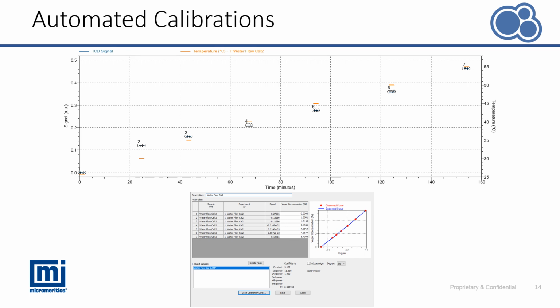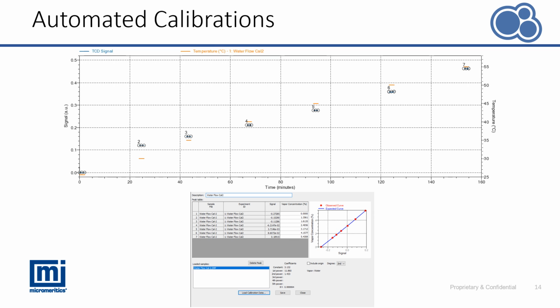Here is an example of a vapor flow calibration. Note that although 6 steps are specified, there are 7 points collected. The first point is a 0 vapor flow. This is accomplished by bypassing the vapor generator to get a baseline value when no vapor was introduced.